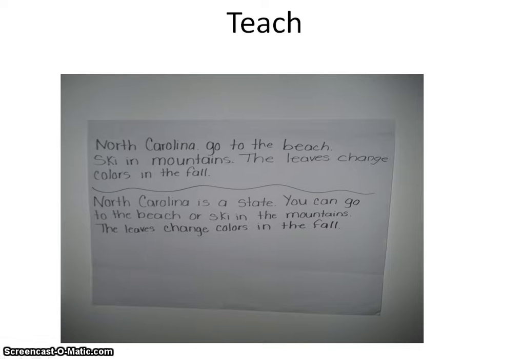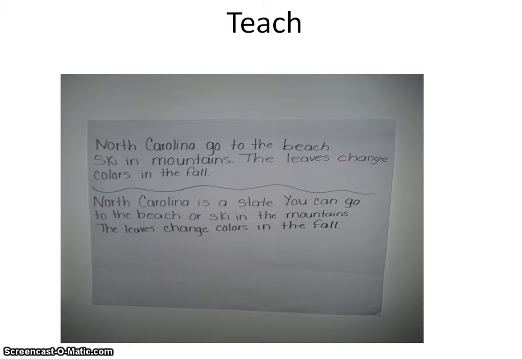The first words are North Carolina. If you notice, I put a period at the end, and I started with a capital letter. Even though I did those two things, that still does not make it a sentence. Sentences have to make sense. So it starts off by saying, North Carolina, go to the beach. I'm pretty sure a lot of you are very confused right now as to what it is I'm trying to say. Ski in mountains. The leaves change colors in the fall.